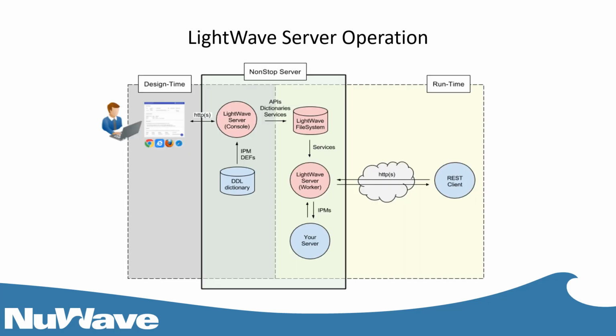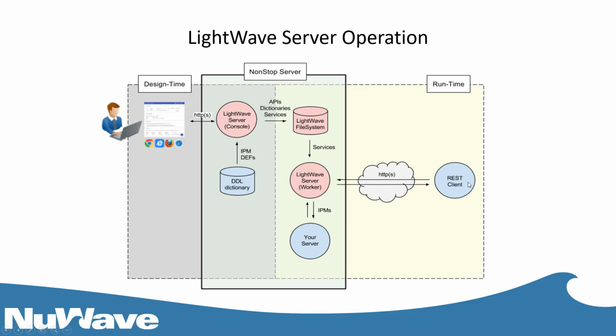Okay, so this is a very quick view of how the LightWave Server is configured and built. We take the DDL from the backend application, run it through the LightWave Server console. From that, we get sample JSON and Swagger definitions that the client developer is able to use. And we also build the LightWave file system that controls the mapping of messages to and from JSON and into IPM. So that's all done at design time.